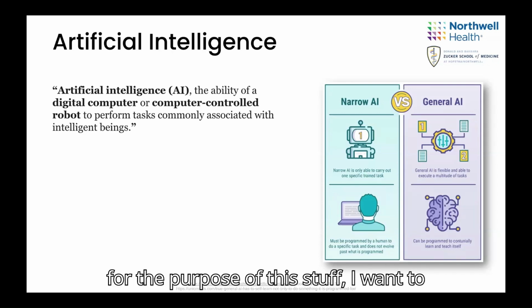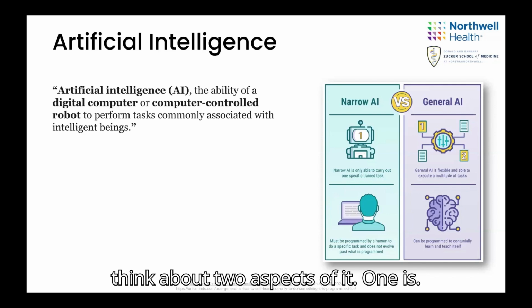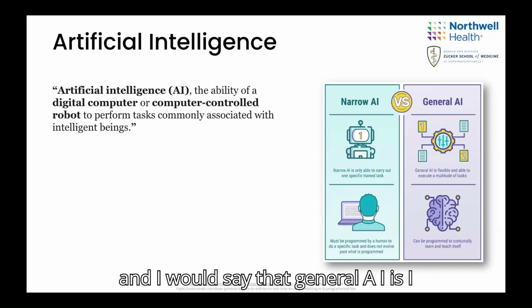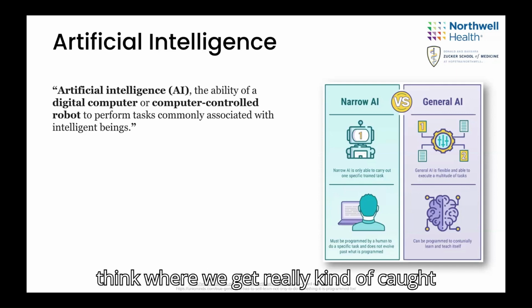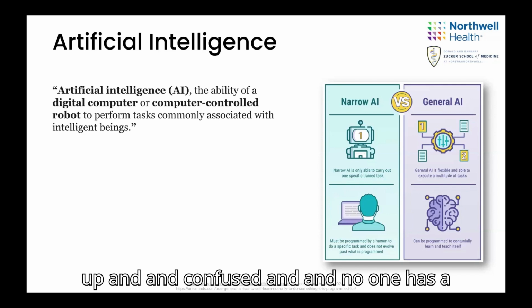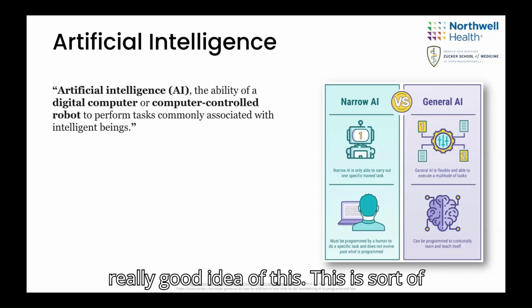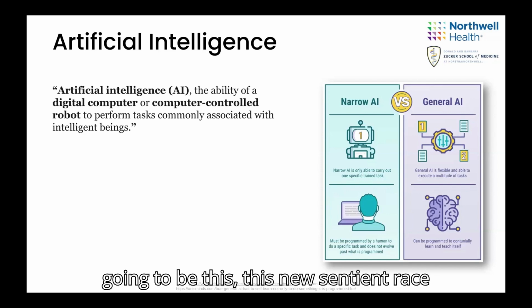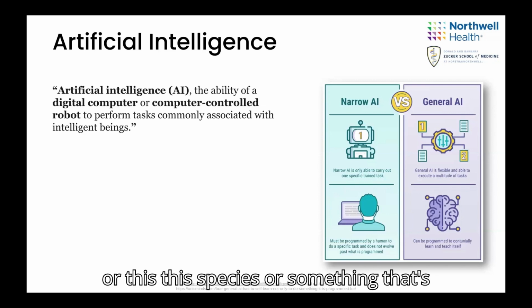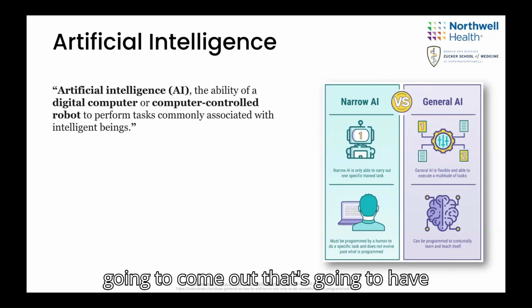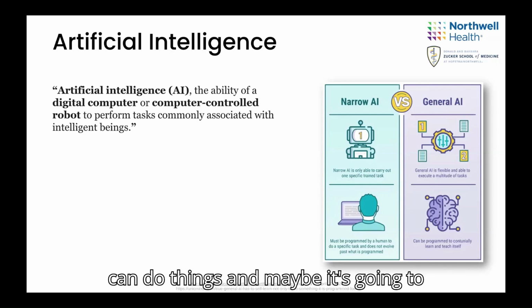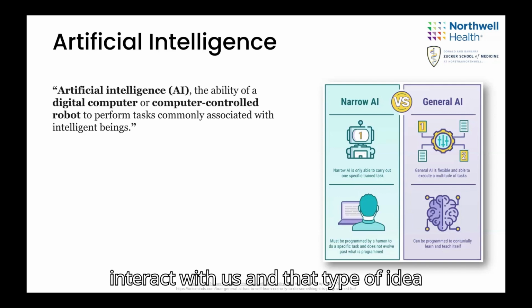For the purpose of this talk, I want to think about two aspects of it. One is narrow AI versus general AI. General AI is where we get really caught up and confused, and no one has a really good idea of this. This is the idea of a machine in the image of man, that there's going to be a new sentient race or species that comes out, with some kind of notion of intelligence, that can do things and maybe interact with us.